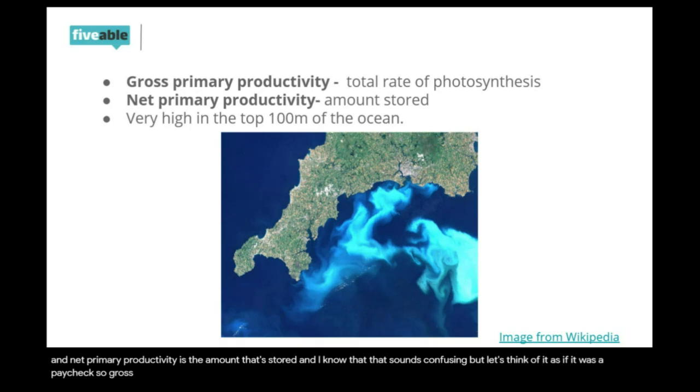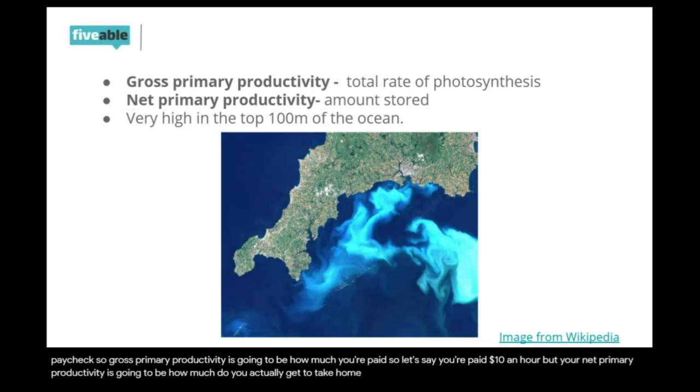So gross primary productivity is going to be how much you're paid. So let's say you're paid $10 an hour, but your net primary productivity is going to be how much do you actually get to take home. And let's say you pay 30% in taxes, your net primary productivity would be your $7 that actually you get to put in your bank account.